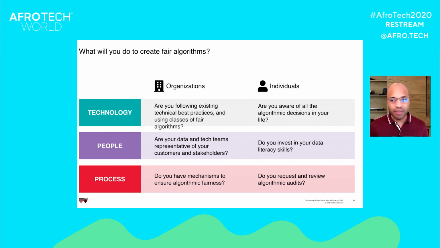I want to leave you with a couple of my suggestions. And this is something that we can tackle as organizations and also as individuals. In an organization, you might question whether or not you're using existing classes of fair algorithms, such as those released by IBM in the AI 360 toolkit. You might also consider whether or not you have mechanisms in place to ensure algorithmic fairness, such as the fairness statement and the algorithmic practice audit.